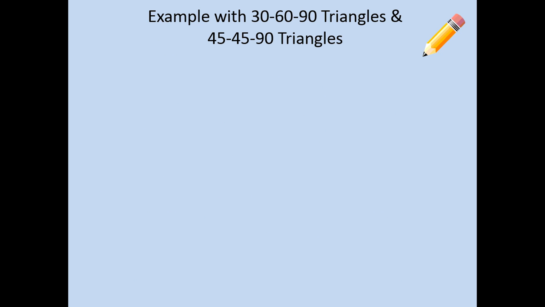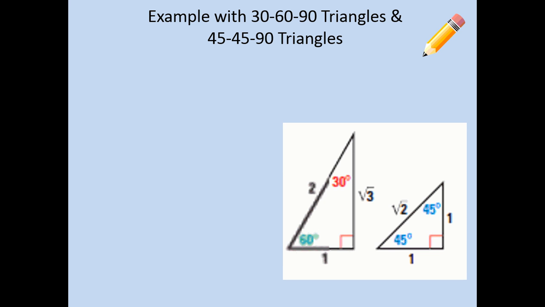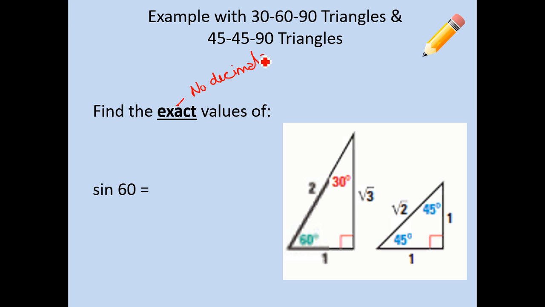All right, here's another example. In days to come, we are going to be spending a lot of time with 30, 60, 90 triangles and 45, 45, 90 triangles. So we need to practice finding different trig functions that are exact. So we want the exact values, which means no decimal answer. Okay, no decimals. Using 30, 60, 90, and 45, 45, 90 triangles.